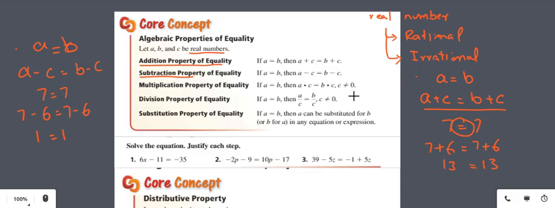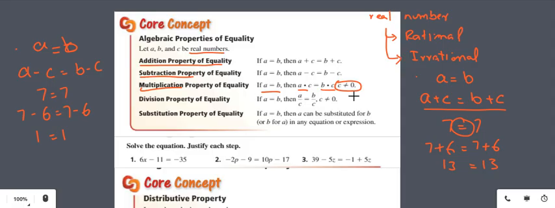We are familiar with these properties, as we use them when solving algebraic equations. Without these properties we can't solve those examples. The next is the multiplication property of equality. It means if two real numbers are equal and you multiply both sides by the same number, with the condition that the number is not equal to 0, the equality remains.